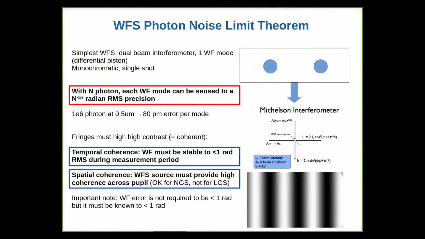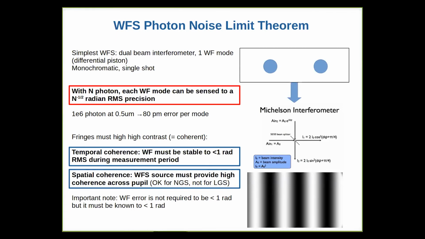I'll start with the wavefront sensor photon noise limit theorem. What it states is that if you have n photons available and you have no other information, the photon noise limit is such that you should be able to measure your wavefront with an error of 1/square root of n, in units of radian RMS per mode that you're trying to derive. Essentially everything I'm going to say is derived from that.